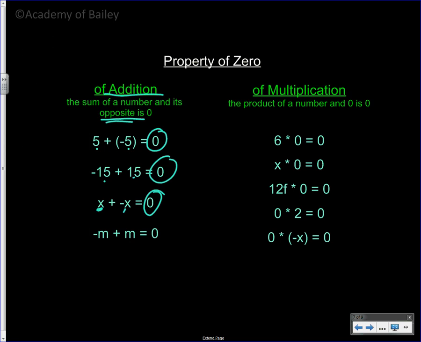Now with multiplication, you can take any number and multiply it by 0, and therefore you're going to get 0. So it doesn't matter whether you are multiplying 12f times 0, you still get 0, or whether you're multiplying negative x by 0, you get 0. It also works for numbers. It's the multiplication property of 0.